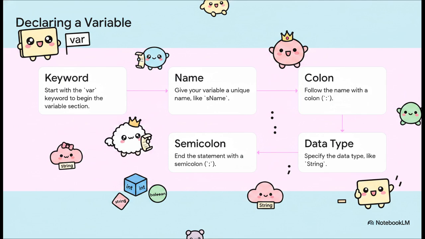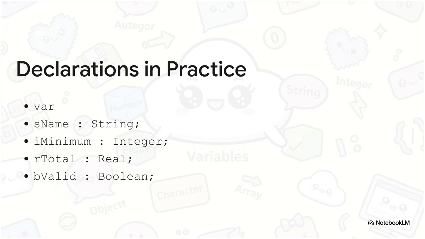Give it a name, add a colon, tell it the data type, and end with a semicolon. That's it. You've just created a variable. So here's what it looks like in practice. See that pattern? Now pay attention to the first letter of each name. S for string, I for integer, and so on.